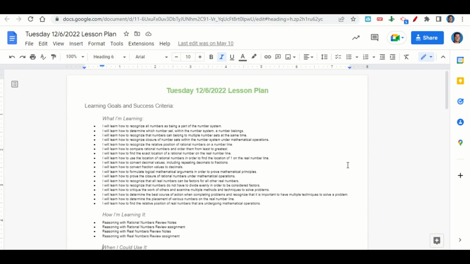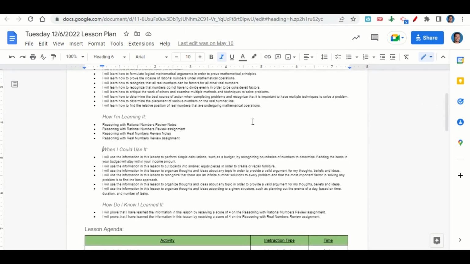How are we learning it? Through the Reasoning with Rational Numbers review notes and the Reasoning with Rational Numbers review assignment, as well as the Reasoning with Real Numbers review notes and the Reasoning with Real Numbers review assignment. When can we use this information?